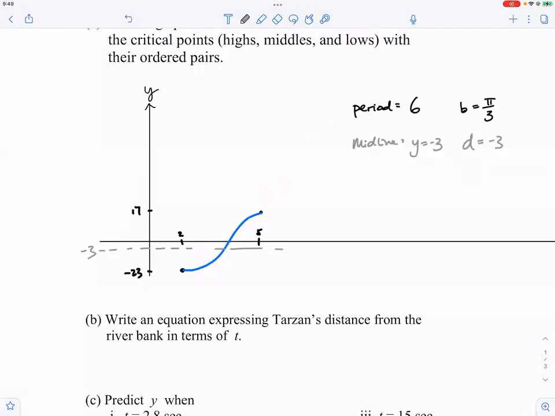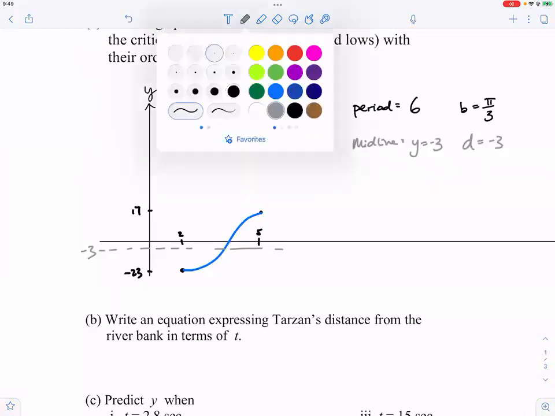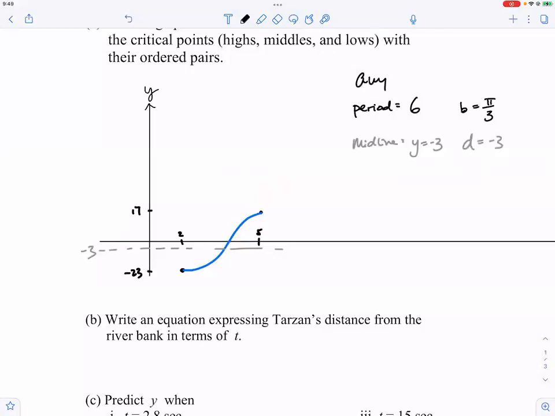And because I know the midline, then I know my amplitude. So midline and amplitude go hand in hand. If I know -3 is my midline, then the amplitude is 20. That gives me a value of 20. Now, this is the part where you have 2 options. You have 2 options of deciding what the c value is and how you write the function.